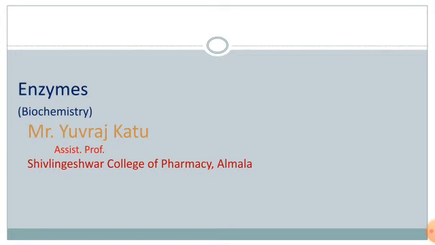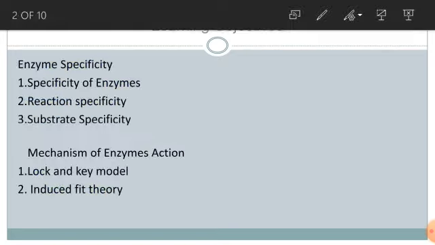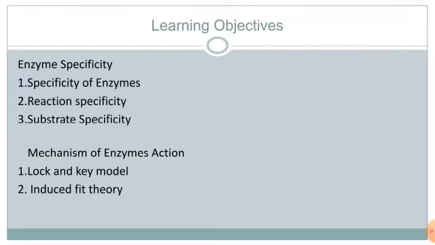So the learning objectives are enzyme specificity. There are three types of specificity of enzymes: stereospecificity, reaction specificity, and substrate specificity. And the second objective is the mechanism of enzyme action: the lock and key model and the induced-fit theory.